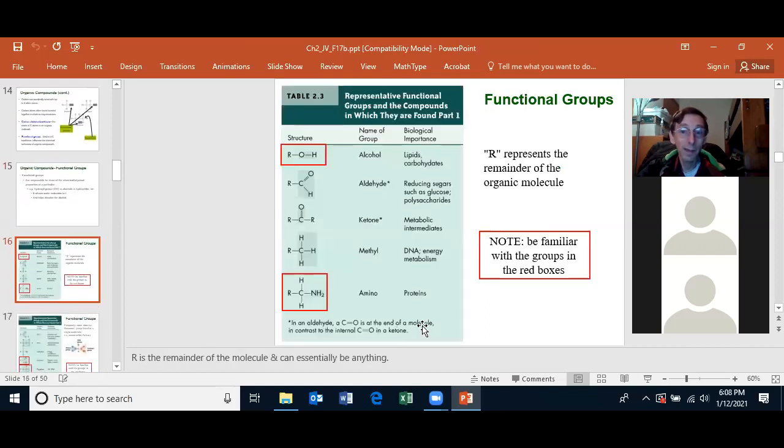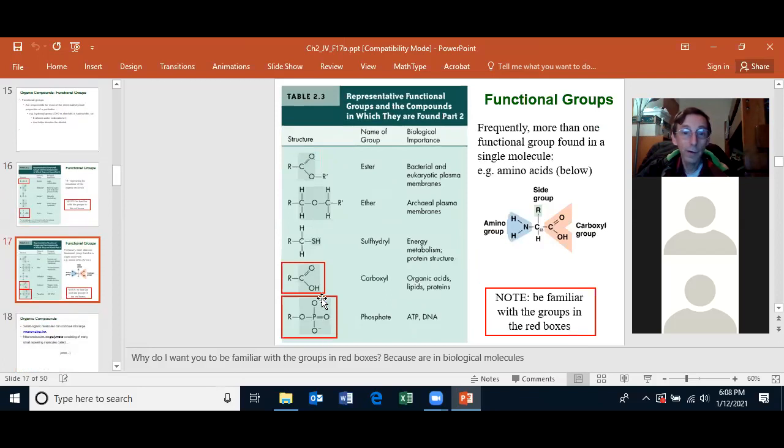Let's look at some of the functional groups. This table is showing you 5 functional groups. We've already talked about the OH group, called an alcohol. You do need to note the groups which are surrounded in the red boxes. This group here, the NH2 group, is called an amino group, and it is found in proteins and obviously amino acids. Okay?